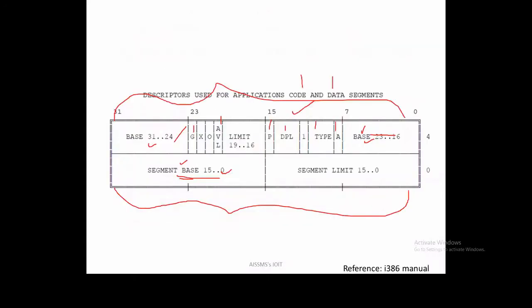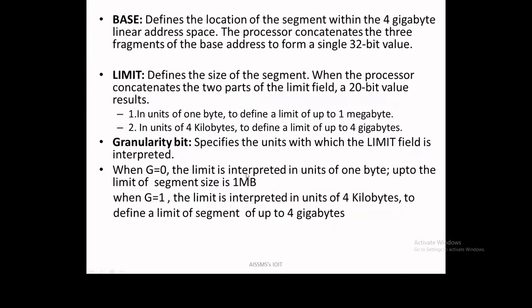Then there is the limit field. If you see here the limit field in the diagram, it is divided again. The limit field is a 20-bit field. Here are the lower 16 bits of this word, 0 to 15, and here the remaining bits, 16 to 19. So in total there are 20 bits in the limit field. So what is the limit field?